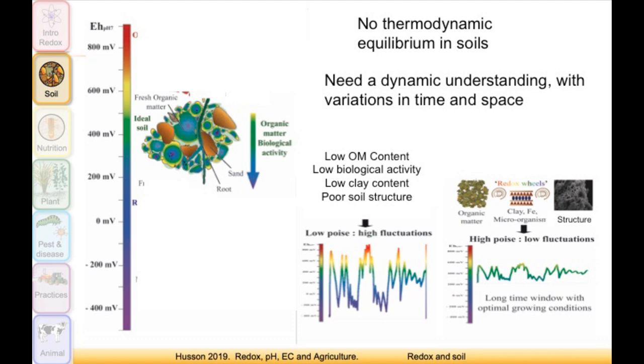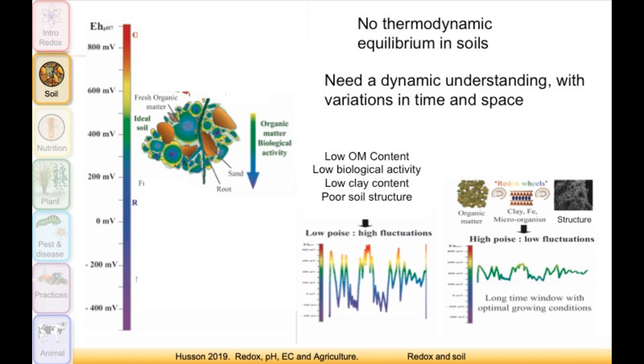But globally, if you have low organic matter content, low biological activity, and low clay content, usually you have a poor soil structure, and this leads to very low porosity capacity. So when it's raining, the water goes down very fast. When it's drying, it goes up to a high level and dries. So it's fluctuating all the time. It's a nightmare for a plant to adapt to this. It's almost impossible.